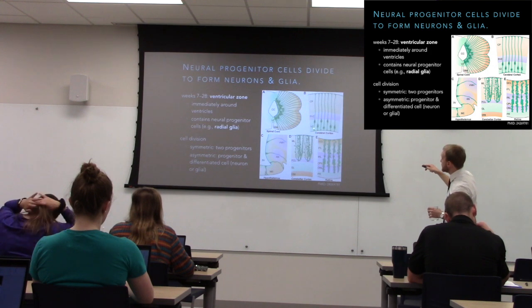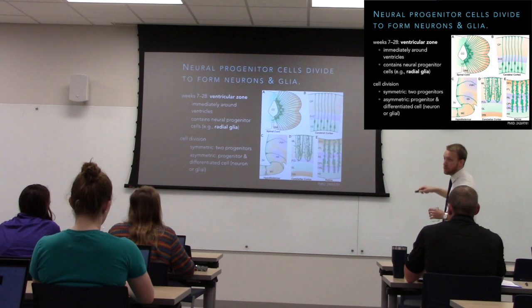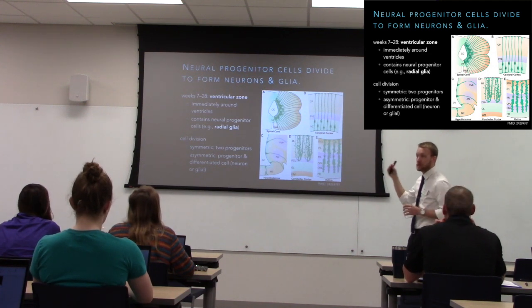And they're kind of nice because they create an extension from the bottom to the top. So we have a road. So when newborn neurons are created, they can crawl along and settle to create these layers of cortex.